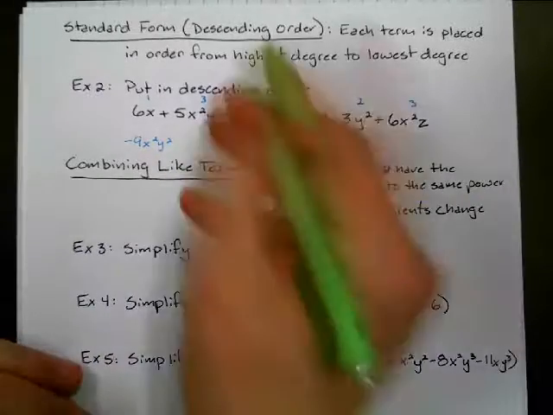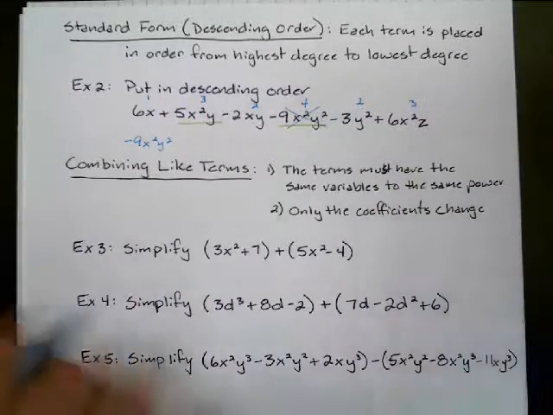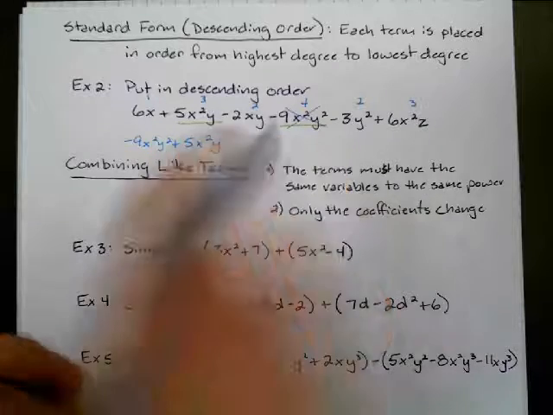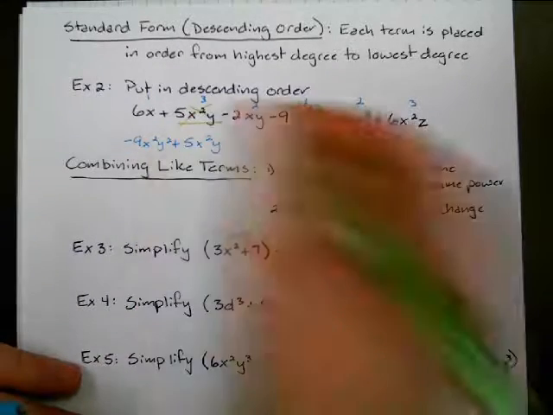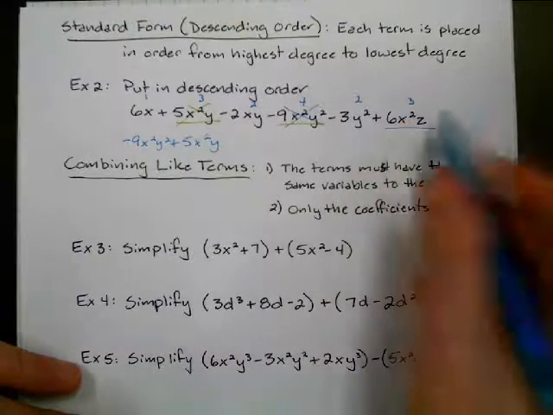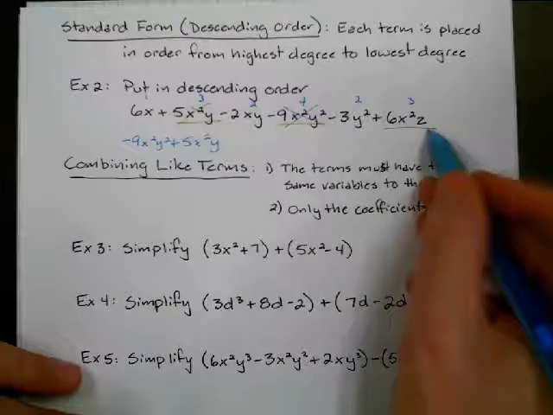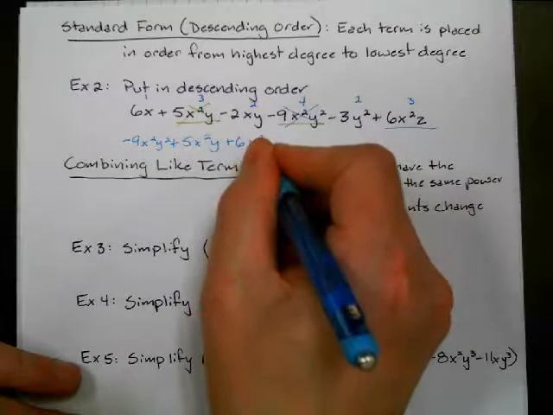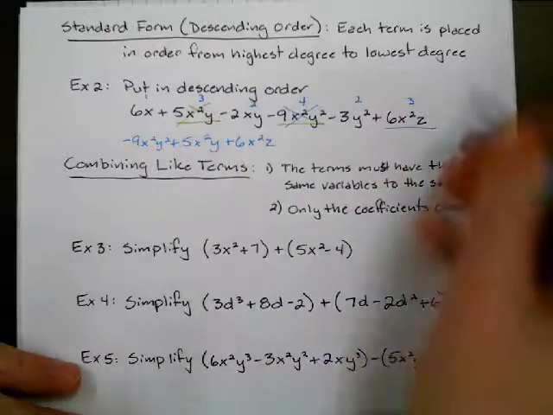So this one's third degree. We're going to do plus 5x squared y. So that one's done. Next, we can do this one because it's to the third degree also. So we're going to do plus 6x squared z. So that one's done. Okay, second degree is next.